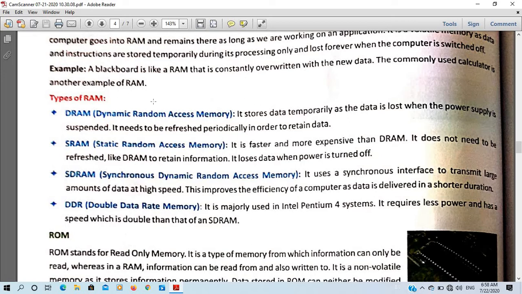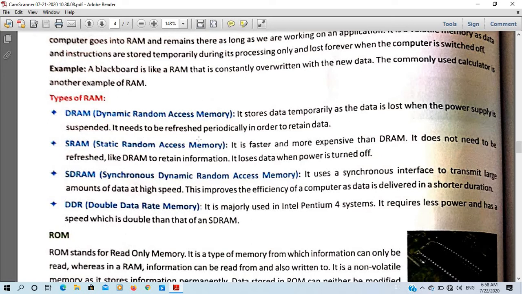So this is very common in DRAM, SRAM, SDRAM and DDRAM. In all of these, the situation is the same. All the data gets erased in all these 4 types of RAM when the power supply is cut. No RAM has the data permanently stored on it. But there is a difference.